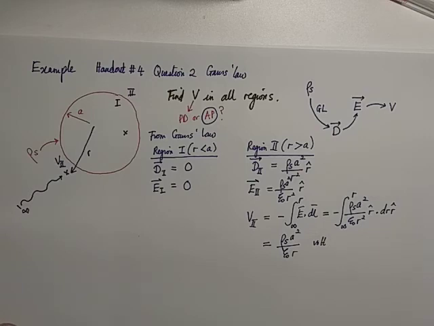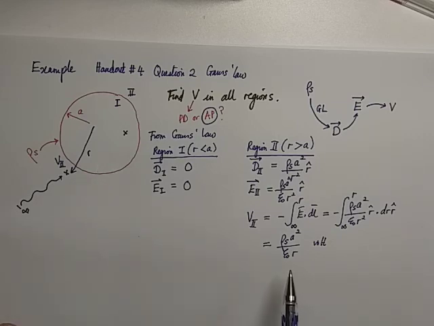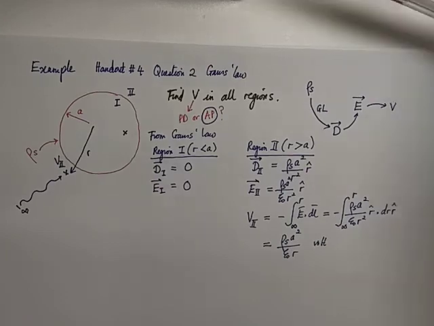So that should be our solution. Okay, so we can see now the potential in this region does depend on the radius. The further away from the center of the sphere, the smaller the value of the absolute potential in that particular region. So let's repeat for region number 1 now.